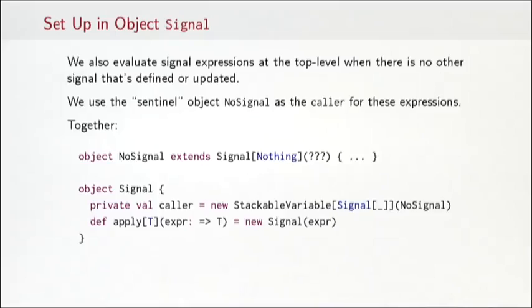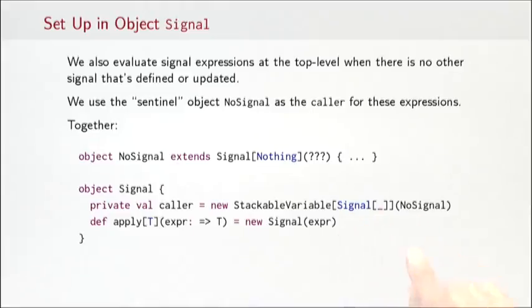So let's look at the setup in Object Signal. You see here that in addition to the apply method, the Object Signal has now a value caller, which is a stackable variable. The type parameter of the stackable variable is of type signal with an underscore as a parameter. That means that stackable variables can take signals of any value type.